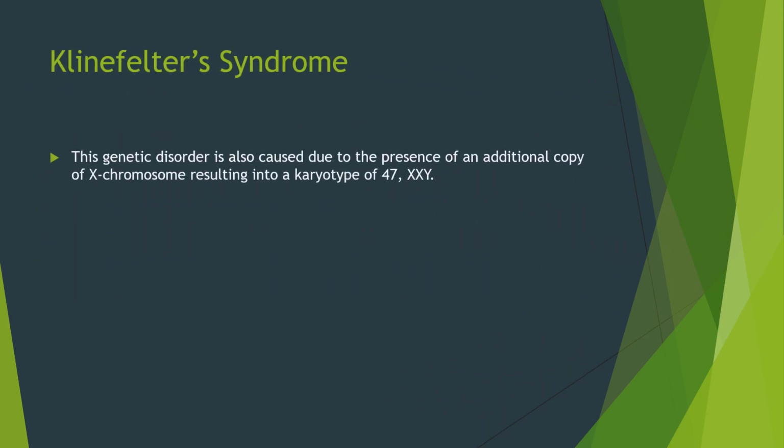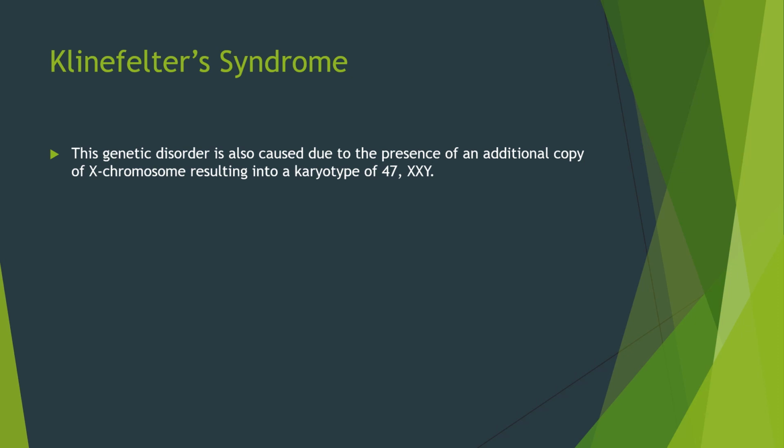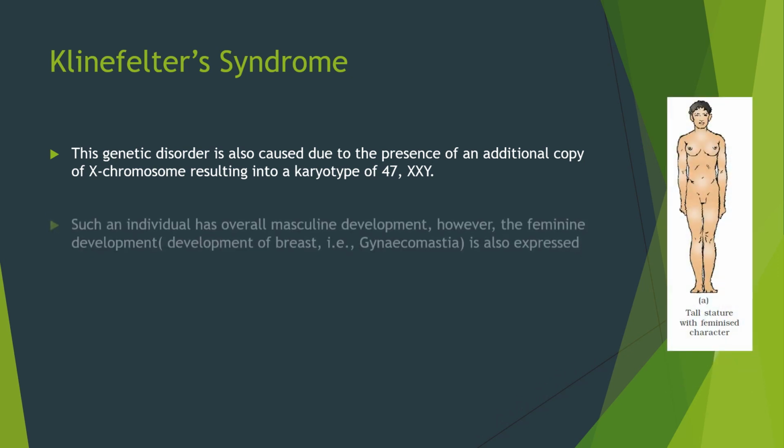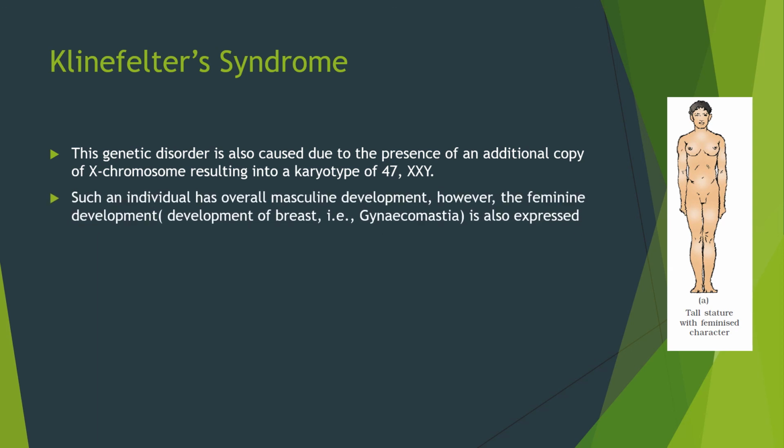Klinefelter syndrome is a genetic disorder which is caused due to the presence of an additional copy of the X chromosome, resulting in a karyotype of 47. Such an individual has overall masculine development, however, the feminine development is also expressed. Such an individual is sterile.